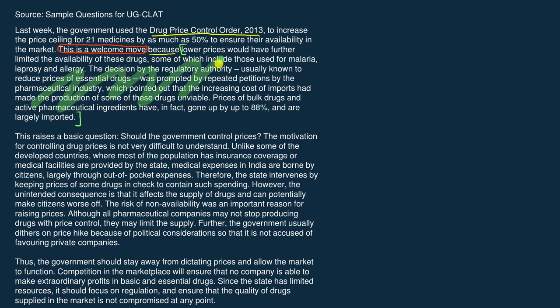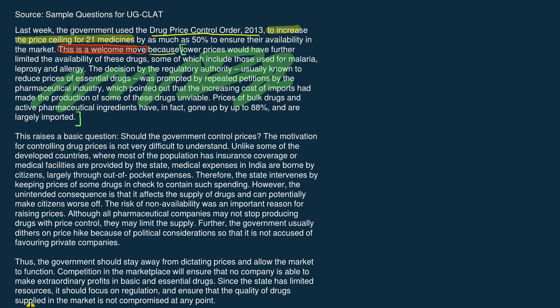So these are a green signal. So basically what we'll focus on is the fact that the author is saying that this is a welcome move. That increasing the price ceiling of 21 medicines is a great thing. Right, that's it. So then we look at the next paragraph here.